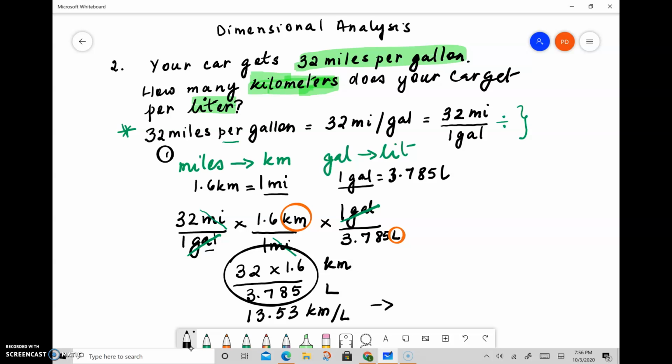So what that tells us is that we get 13.53 kilometers per 1 liter. So we've answered the question. How many kilometers does your car get per liter? Now we know that the car gets 13.53 kilometers per liter.